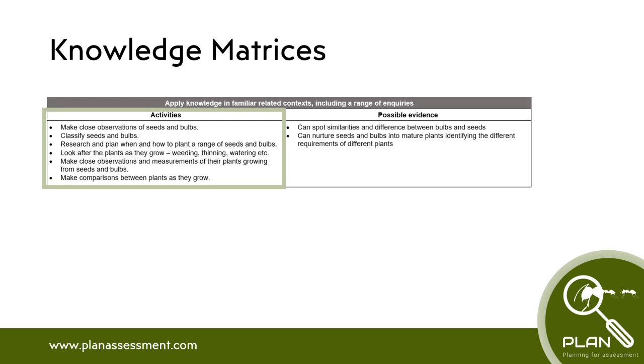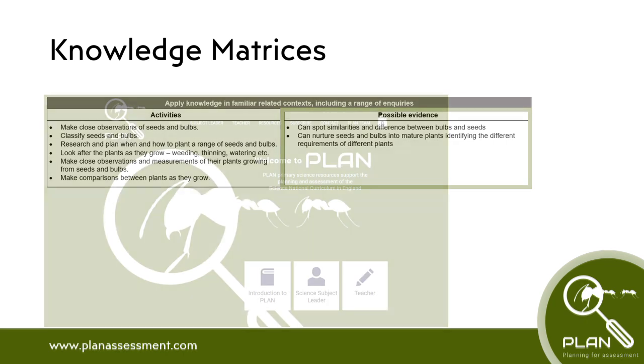It's important that children do not simply parrot knowledge, but can use and apply it in a range of situations. To support the activities content, each knowledge matrix provides examples of possible evidence that might show that children can securely apply the knowledge they have learnt. These are not the only ways that children can demonstrate that they can apply the knowledge.